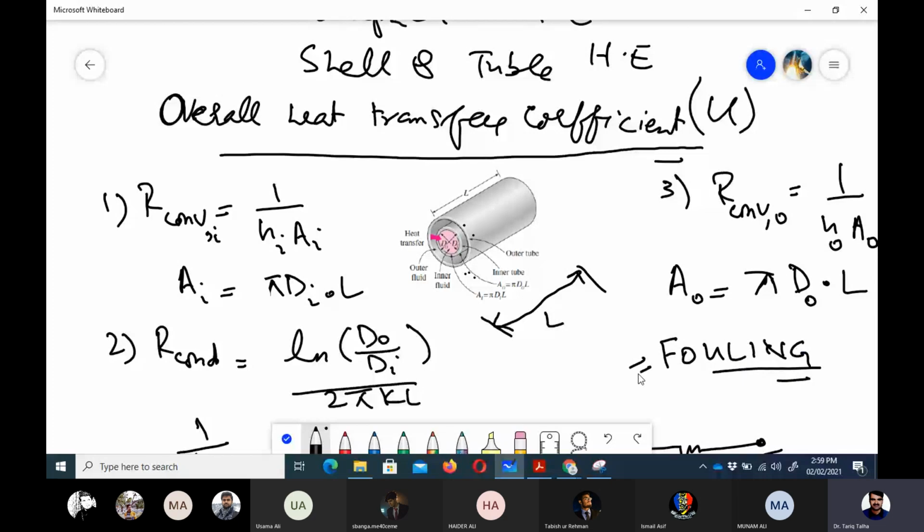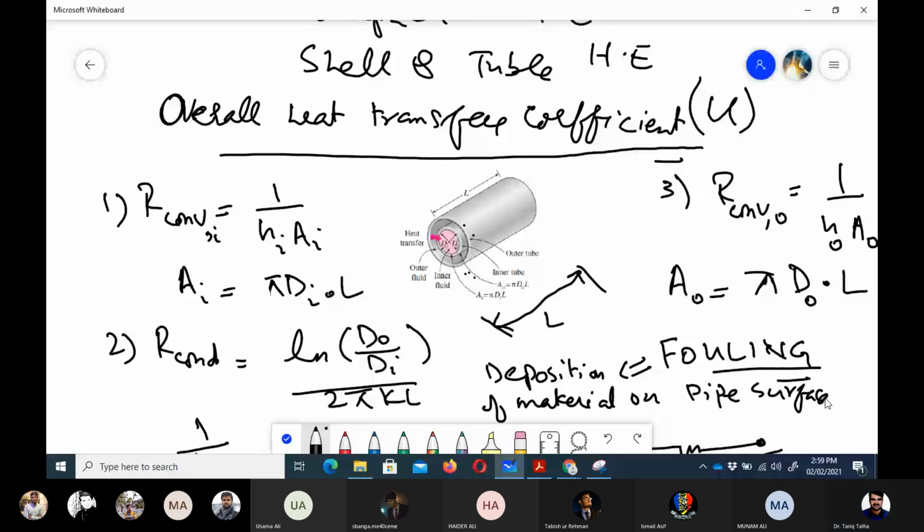Fouling is basically deposition of material on the pipe surface. Right. Now, just a very easy question: would this deposition increase the thermal resistance or decrease the thermal resistance? Anyone?